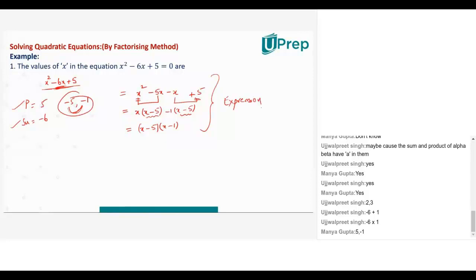So what is equation for us? Equation is x square minus 6x plus 5 equal to 0, but x square minus 6x plus 5 is nothing but x minus 5 into x minus 1 equal to 0. When will product of two numbers become 0? If x minus 5 is 0 or x minus 1 is 0. That gives me x equal to 5 or x equal to 1.